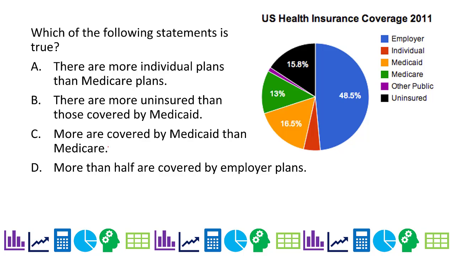Okay, I must have missed something there. So, more than half are covered by employer plans. No, because that's 48.5%. So, actually, that is false. Bad teacher. Let me do that. That's false. False. False. More are covered by Medicaid than Medicare. This one is true. I had my color switched. And there are more uninsured than those covered by Medicaid. Uninsured, we said, was black. And Medicaid was down here. And we said that was false. So C is the correct answer there. Okay? C.